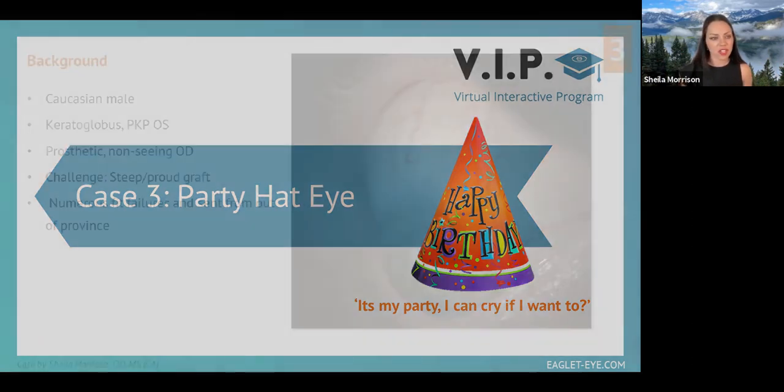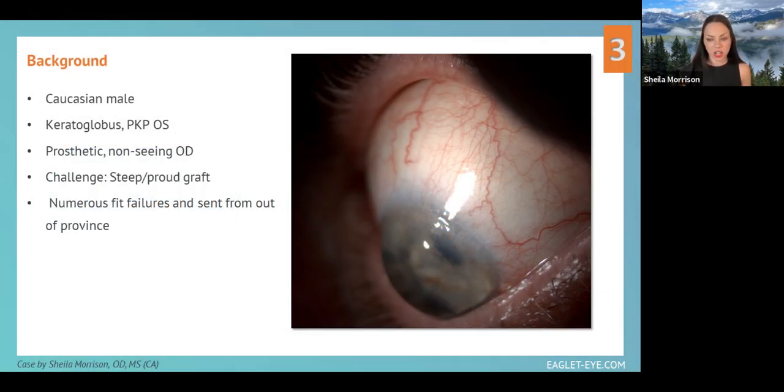So here's a patient who had a history of keratoglobus and ended up with a PKP. The right eye is a prosthetic, non-seeing. So that really ups the stakes to me. That responsibility just quadrupled because this patient is relying on just one eye. Monocular patients are really challenging because we have to do everything we can, even more so, to make sure that we're safe and that we don't take away the vision that they have.